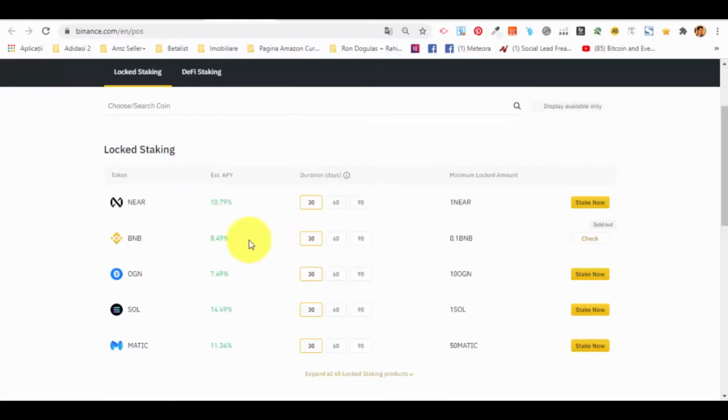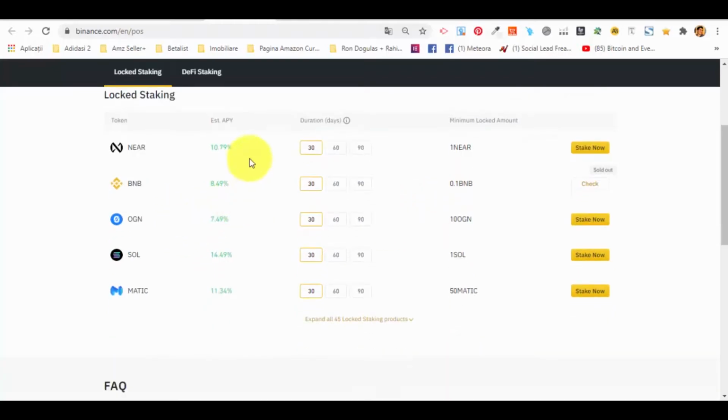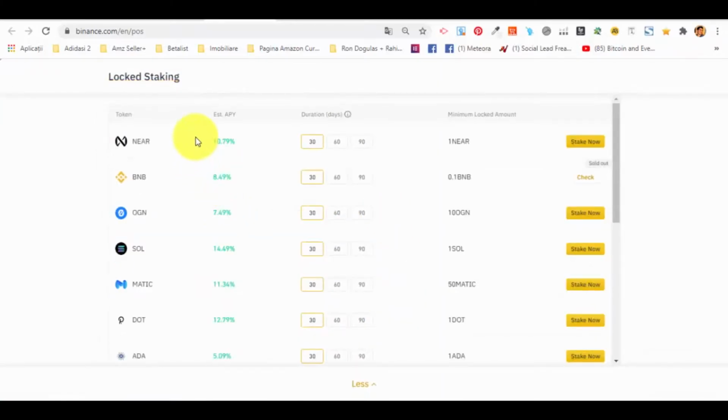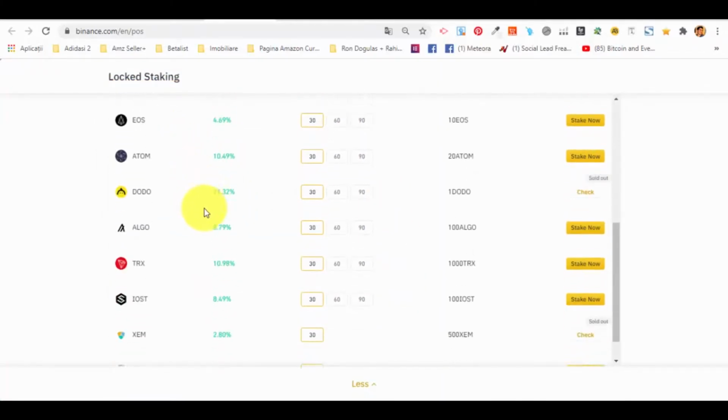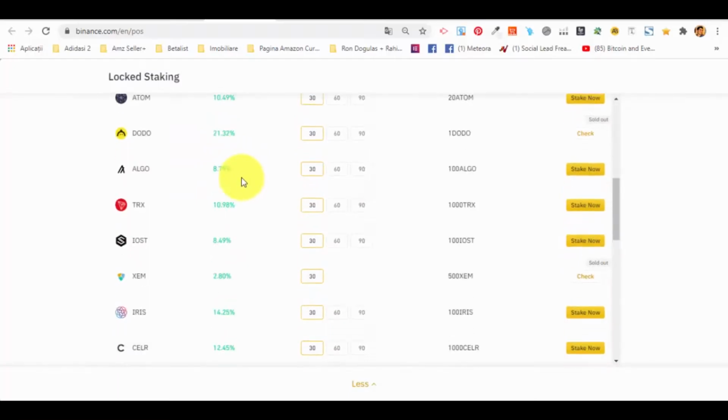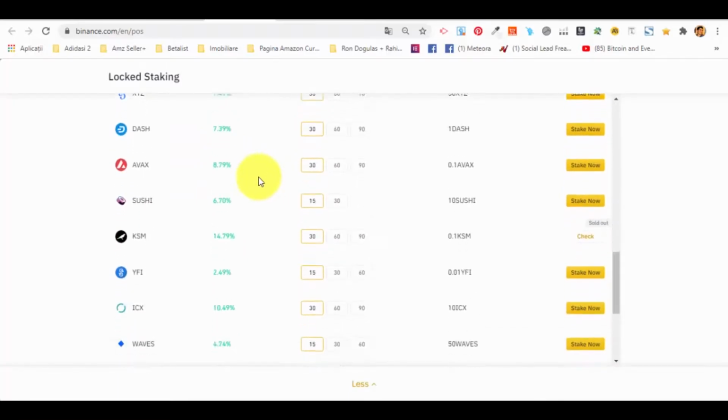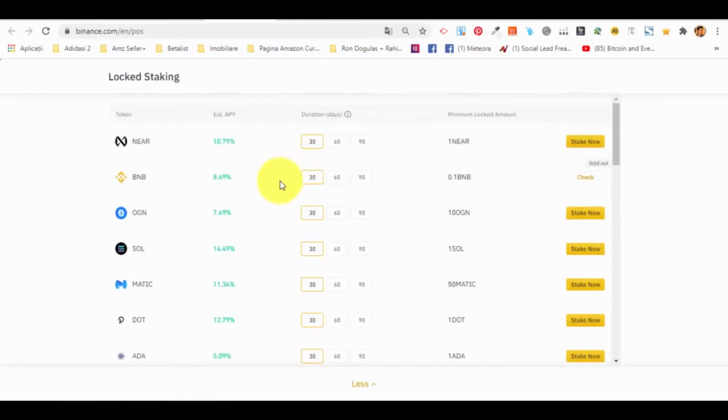Also, some platforms have compound interest rates, which means you can reach higher returns. It means that they add the earnings every day and then they calculate on the whole earnings. Okay, and if you scroll down, you can see all the staking offers that they have. So it's easy. As you can see, it's not complicated at all.